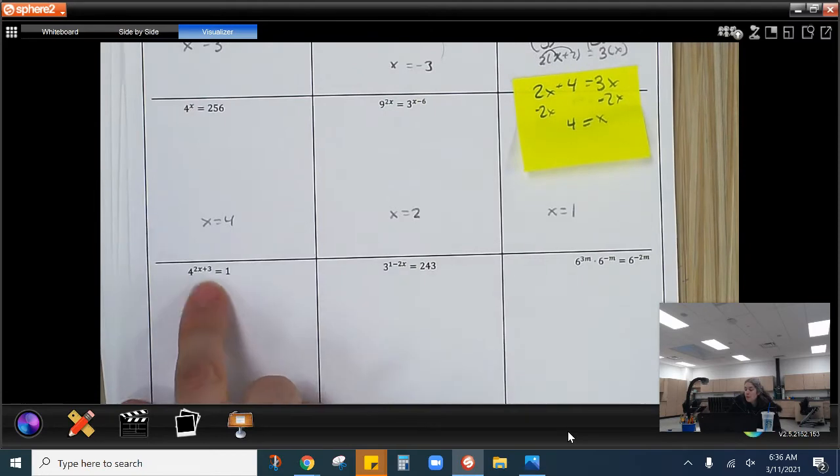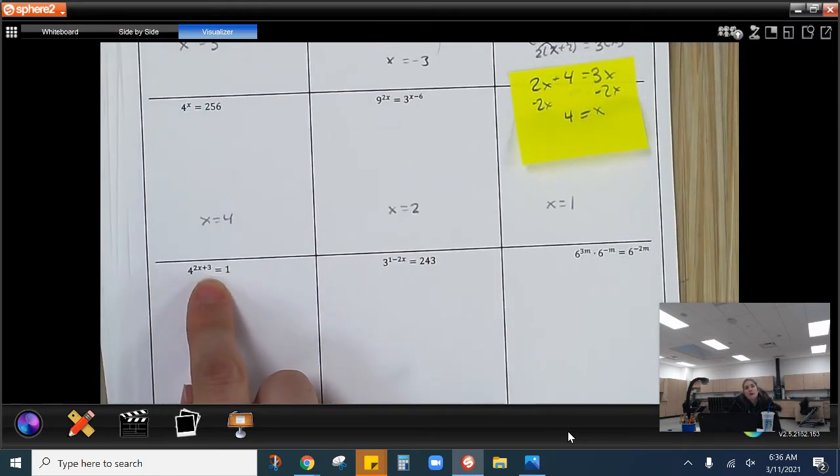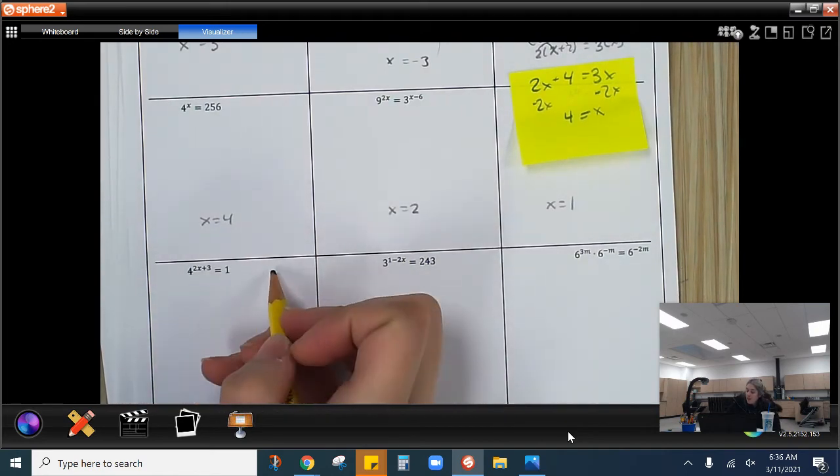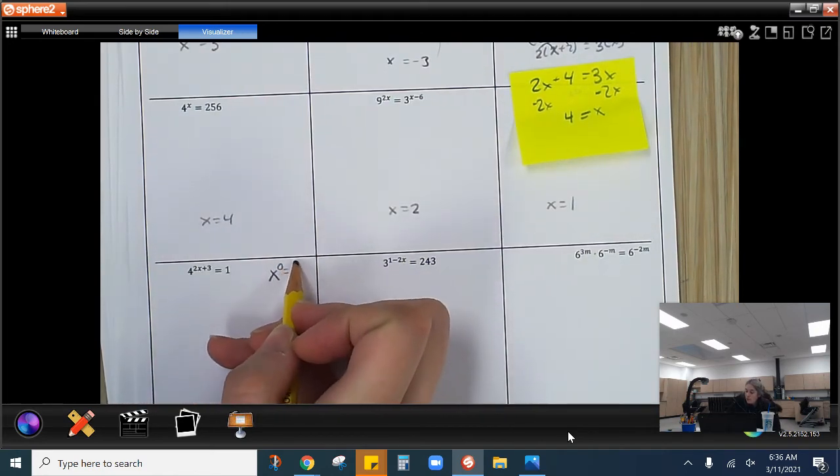So this is the one that I wanted to jump down to because some of you are going to look at me and go, well, I can't solve it. I mean, it's 4 to the 2x plus 3 equals 1. I got nothing. How do you do that? I want you to remember that anything to the 0 is equal to 1.